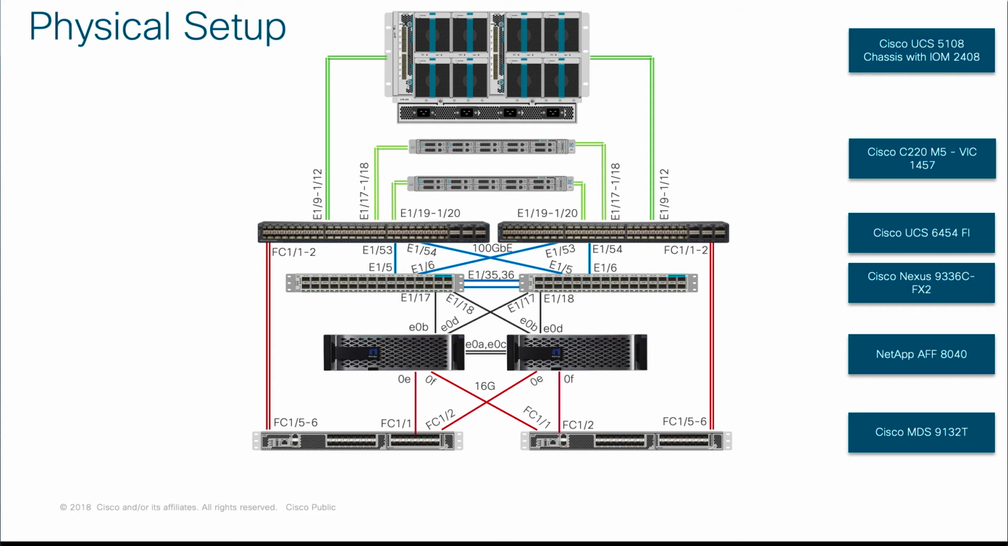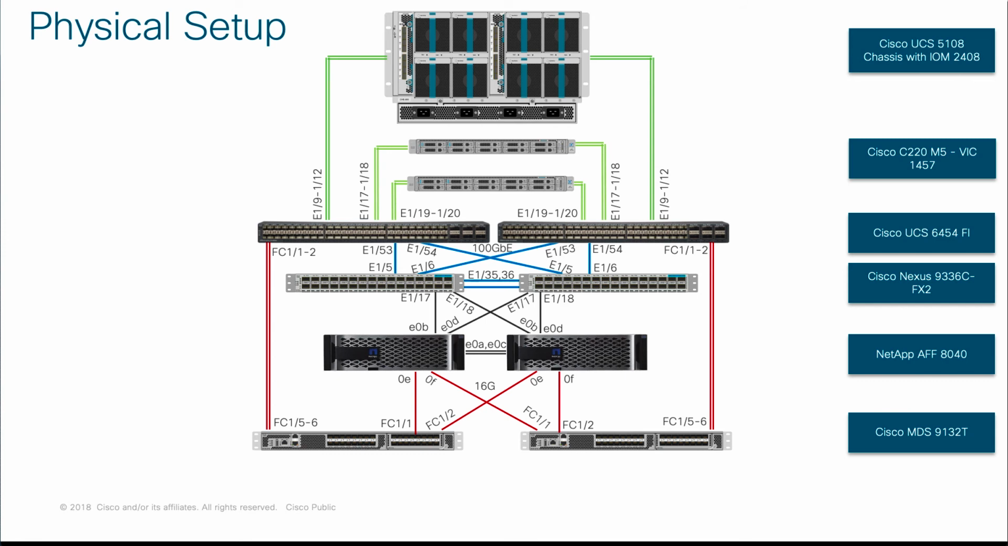Going back to the physical connectivity for our setup, we have two Nexus switches which are connected to both the NetApp as well as UCS Fabric Interconnects. Various interfaces and the link speeds are shown in this physical setup diagram. The Fibre Channel switches are shown at the bottom. They connect to both the NetApp as well as the UCS for Fibre Channel boot.